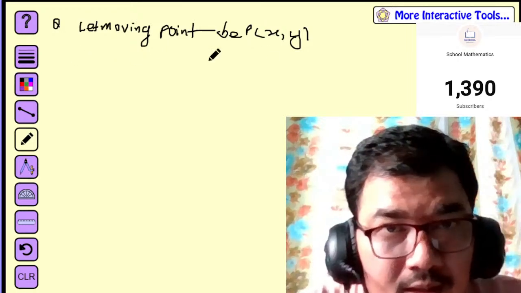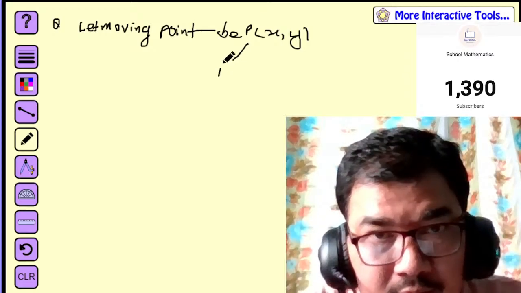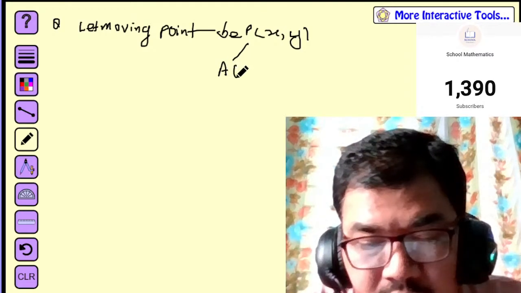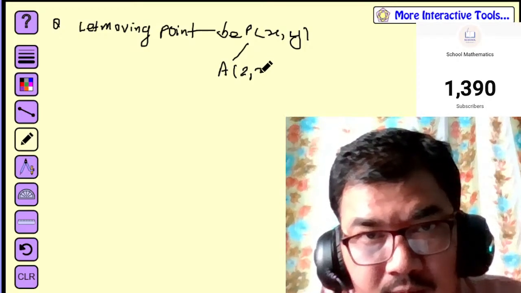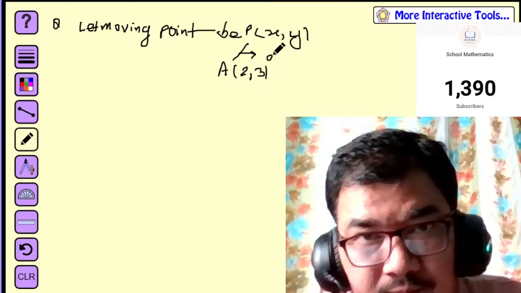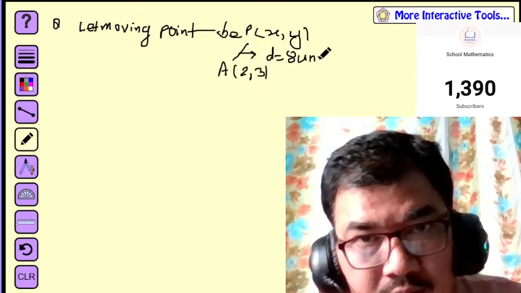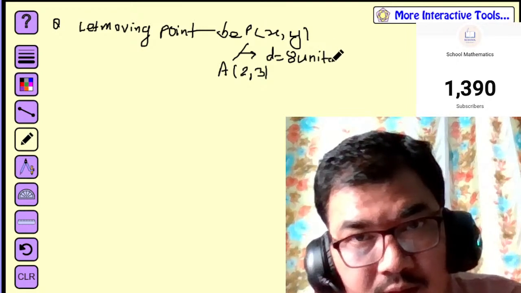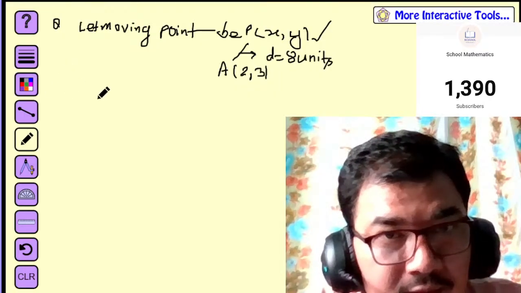Now the question tells us the distance from this point to another given point. Suppose this point A is given as (2, 3), and the distance between these two points is given as 8 units. The question asks us to find the locus of this point. The moving point we suppose is P(x, y). Then here we have to write the distance.